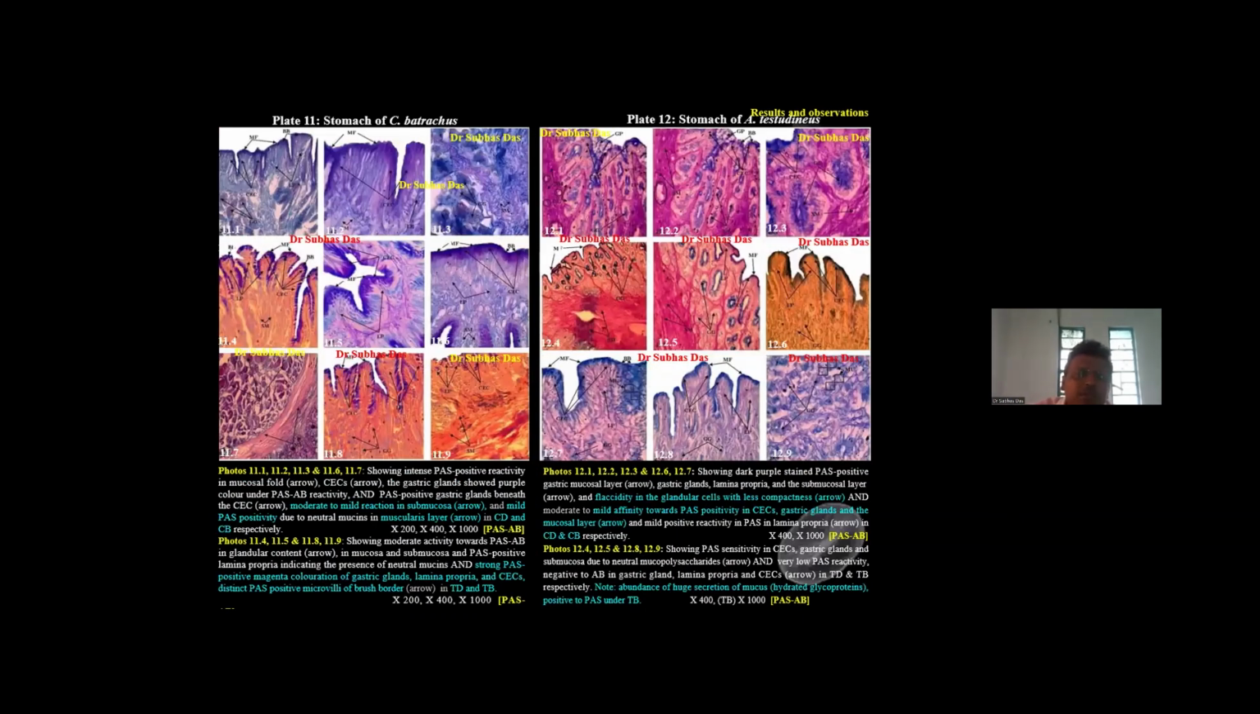In the PAS positive exposure under the PAS-Hematoxylin stain in the histochemical study, the finding in the control conditions is a flaccidity in the granular cells with less compactness and a mild affinity towards PAS positive in the gastric glands and the mucosal layer under the control conditions. Whereas under the choline conditions, you can notice an abundance and huge secretion of mucus. As we all know, the mucus helps in digestion, and the mucus is secreted under the exposure of choline. So this is mainly possible due to the exposure of the choline.